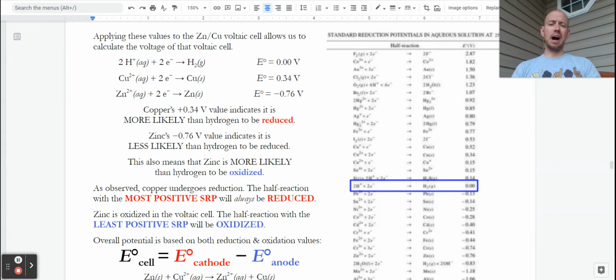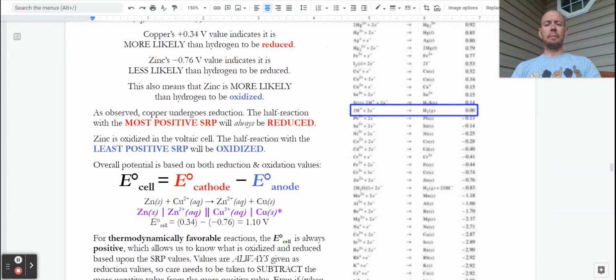So copper has a positive value, meaning it's more likely than hydrogen to be reduced, as I said. Zinc's negative means it's less likely. But since it's less likely to be reduced, it's also more likely to be oxidized.